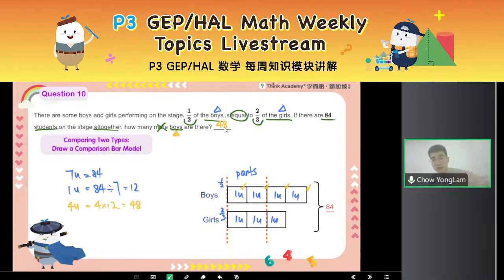Okay, when we are comparing two types, draw a comparison bar model. Part equal part: you draw out the equal part first, and then you try to split accordingly. And then expand from the part to the total using equal units. Finally, when you compare across both categories, make sure every unit is the same size.